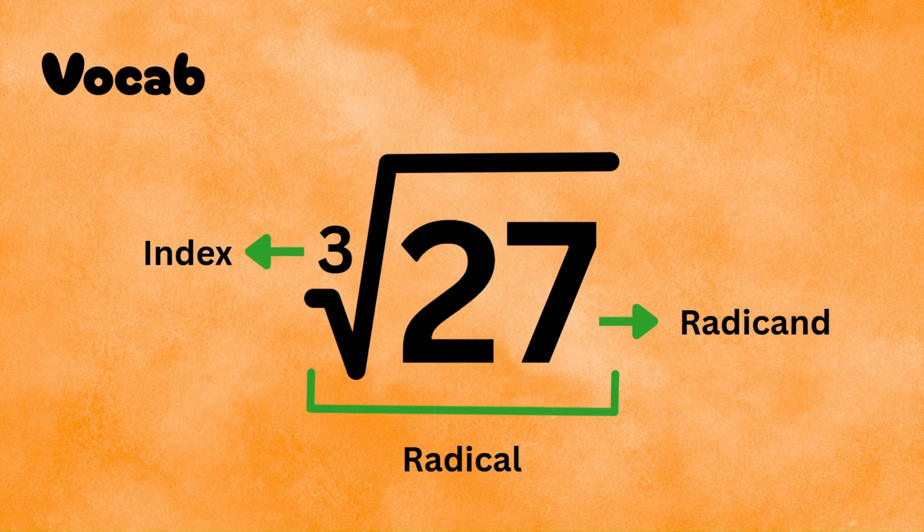Vocab. The number that's in between the little space of this radical symbol is called the index. In this equation, it's 3. The symbol does look like a division symbol, but it's not a division symbol. It's called the radical symbol. The digit inside of the radical symbol is called the radicand. And the entire thing is called the radical.